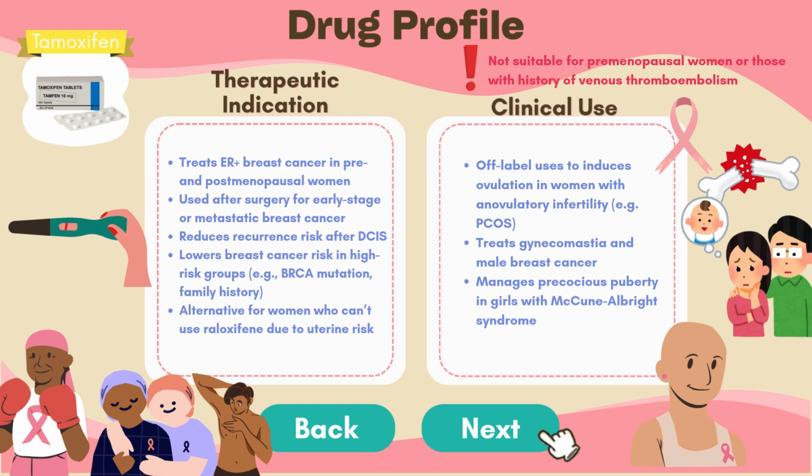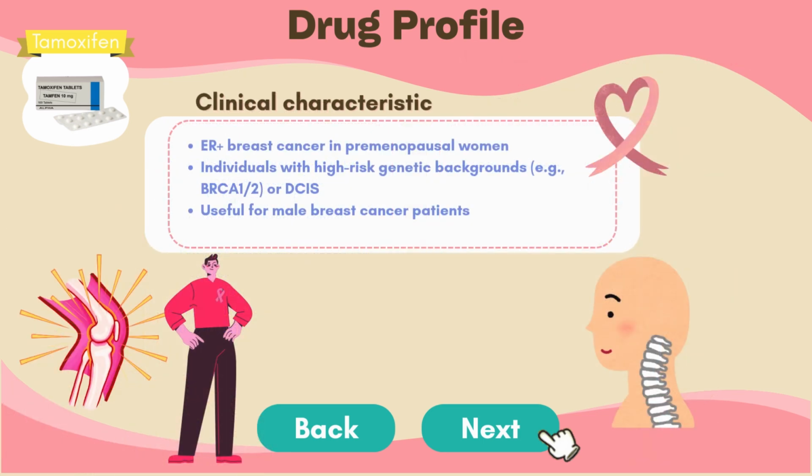Warning: it is not suitable for premenopausal women or those with severe ovulatory metabolisms. Moving on, lastly we will look at the clinical characteristics of tamoxifen, which include ER-positive breast cancer in premenopausal women. Next, individuals with a high genetic background or DCIS, and it is also useful for male breast cancer patients, as a treatment for it.